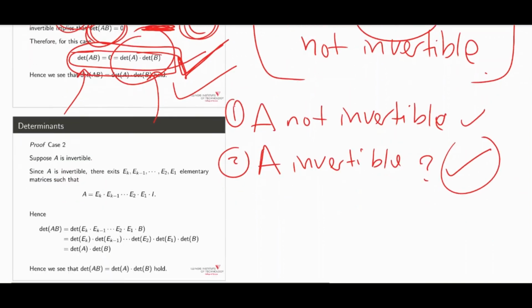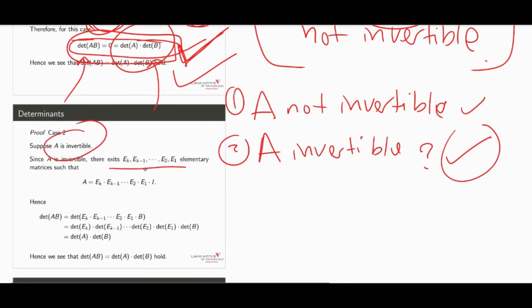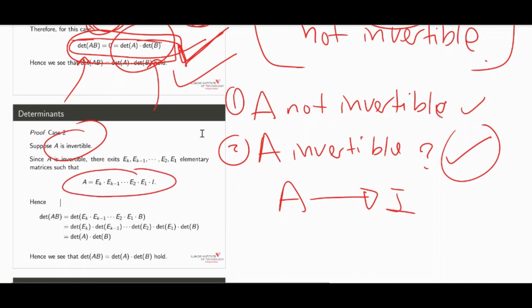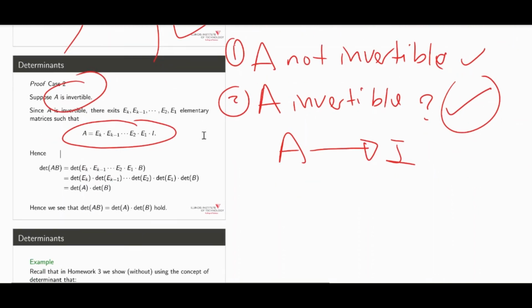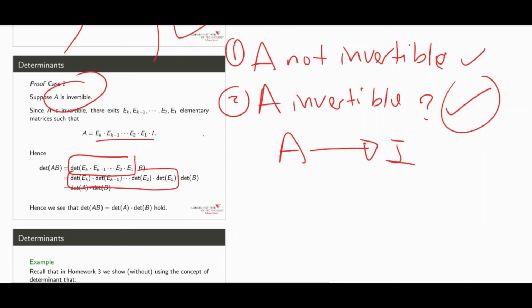If A is invertible, again, we can row reduce A all the way to I, which means there are all these elementary matrices such that your A can be written like this. This just means that A can be row reduced all the way to the identity matrix. Now, determinant of AB will be determinant of all this, because this is A and that's B. And this part right here, using the lemma, we know we can split all this up. This is because of the lemma.